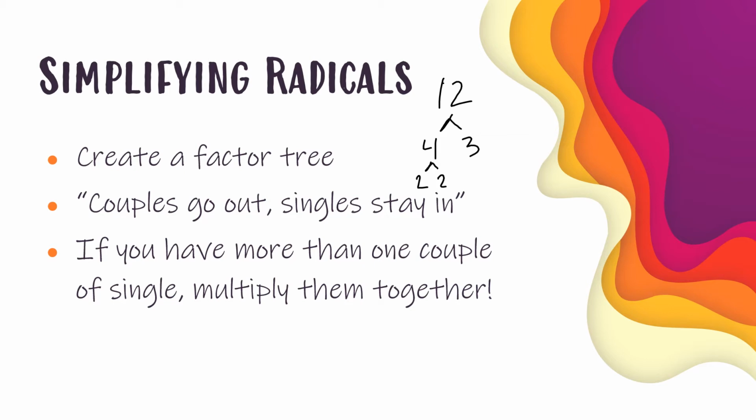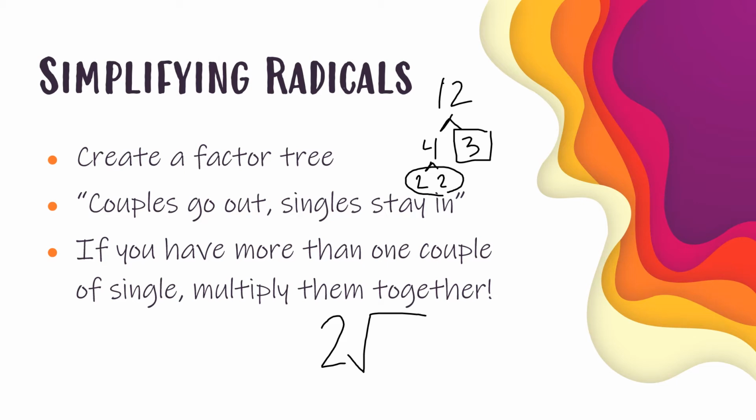All right, then our saying is going to be couples get to go out of the house and singles have to stay in the house. So if we're looking at this example right here, I have a pair of 2s. That's considered to be a couple. So if I've got my house and couples get to go out, I'm going to have a 2 out in front of my radical. And then singles have to stay in. My 3 is the only single.